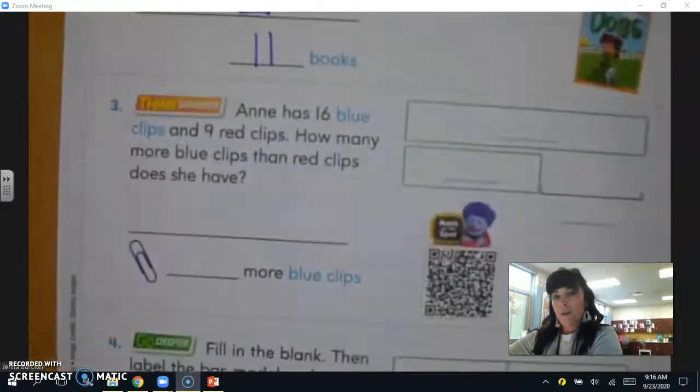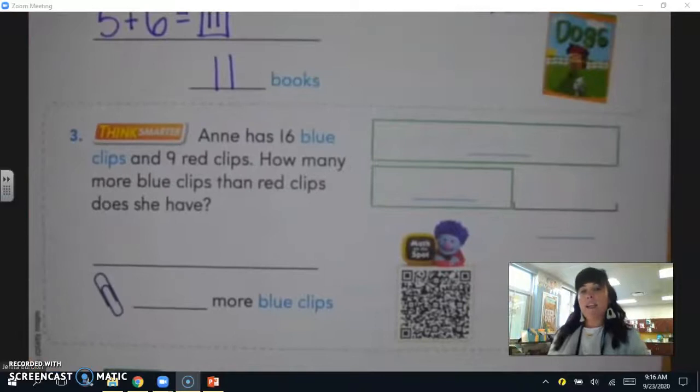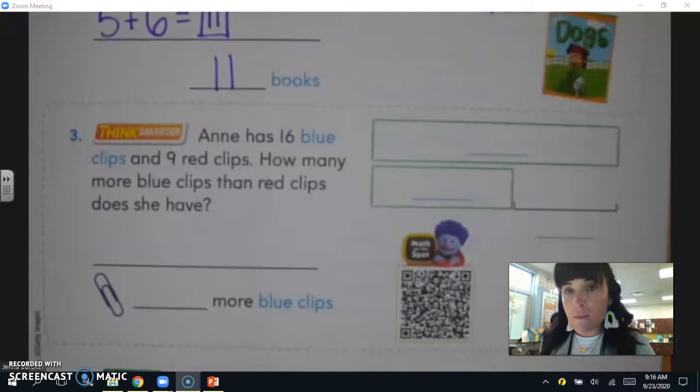Oops, a little bit too far. Anne has 16 blue clips and 9 red clips. How many more blue clips than red clips does she have? Did you guys hear that special, awesome math word?